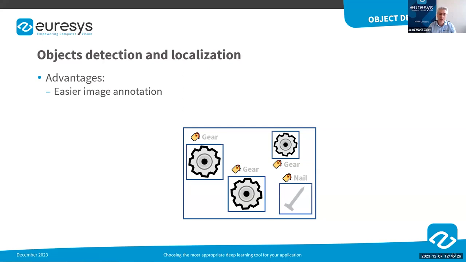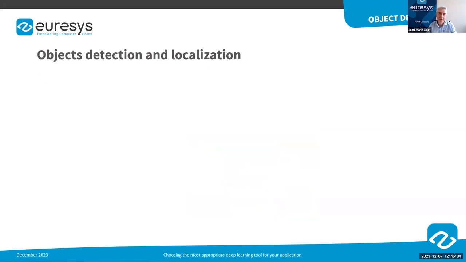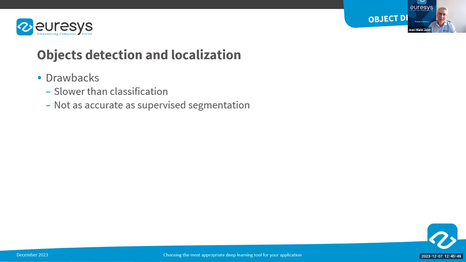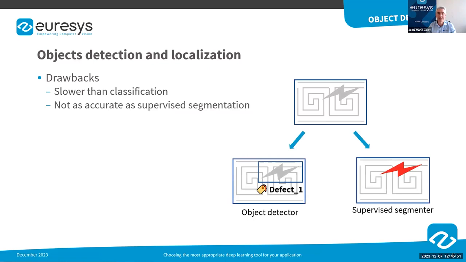An object detector is faster than a supervised segmenter. Typically, it is 2 times faster. However, of course, the object detector is not perfect. And compared to a classifier, an object detector is more or less 3 times slower for the same image resolution. The localization of objects in bounding boxes is also slightly less accurate than the pixel level segmentation of a supervised segmenter.